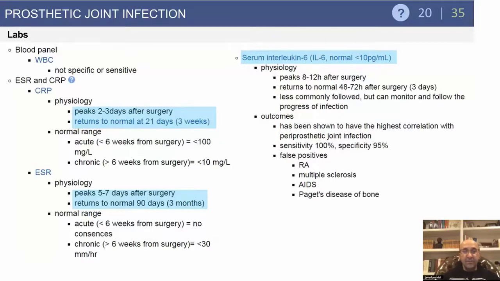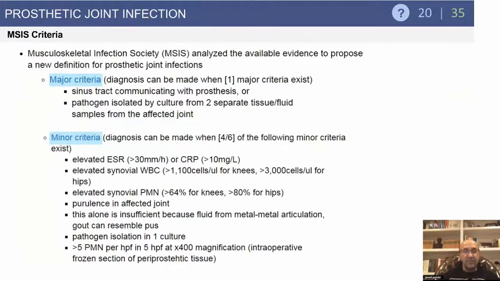Serum markers such as interleukin-6 have been tested in the past, but it appears that their level seems to be affected by the time from surgery, much like C-reactive protein and ESR. Thresholds are not absolutely determined, and interleukin-6 is not available in all centers, but it is a useful test nonetheless. MSIS criteria, you should really know this. Major criteria, which is a sinus tract or a pathogen being isolated from two separate tissue or fluid samples, and minor criteria, when 4 out of these 6 criteria may be present.